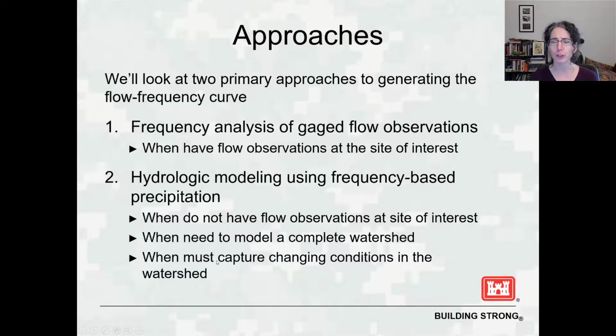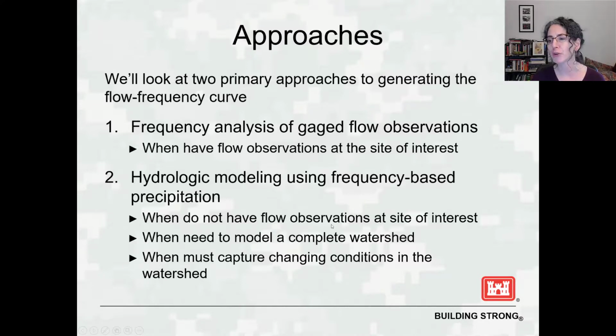Right, so the two approaches we'll look at, as I said, are the frequency analysis of gauged flow observations. This is the preferred method if we have a streamflow gauge at our site of interest. So when we have flow observations, we'll use the frequency analysis method. The next method we'll look at is hydrologic modeling using frequency-based precipitation.